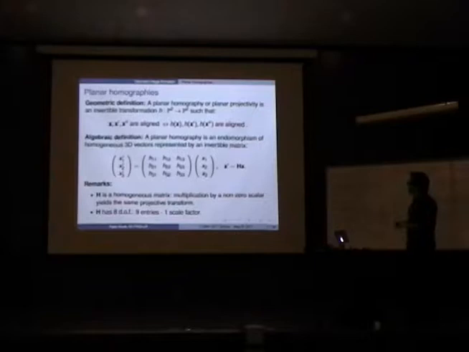And an important thing to notice is that these matrices are defined up to a scale. Because if we multiply this matrix by a scale, then when we do the normalization by the third coordinate, we get exactly the same transformation. So these are homogeneous matrices. And instead of having 9 degrees of freedom, they have 8, because we have the scale factor.